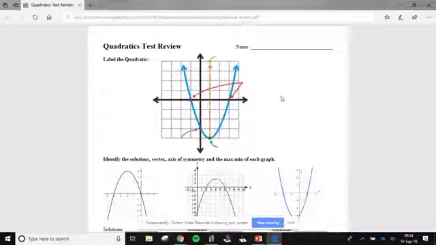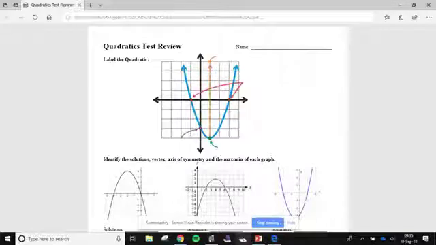Alright guys, this is our Quadratics test review. I figured I'd go ahead and make a video that works everything out in case we don't get everything done in class, or in case there's parts of class that were confusing, you can re-watch and go back over. So let's, without further ado, jump into things here.